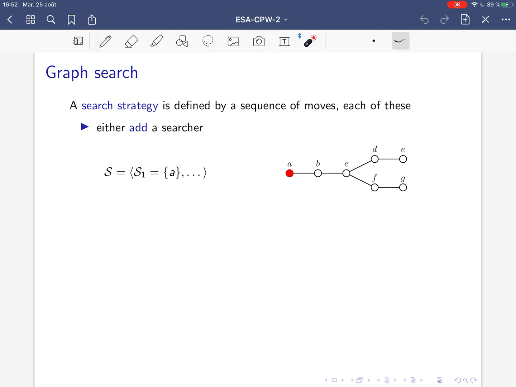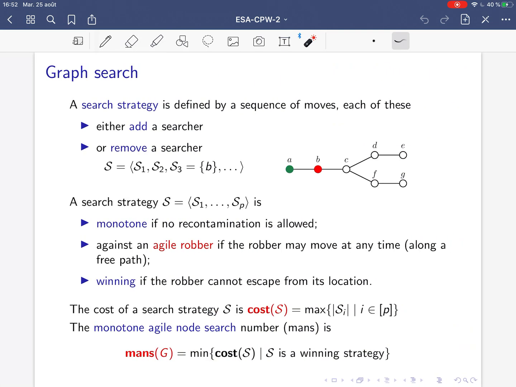One move can be either you add a searcher, here you put a searcher on vertex A, here you put a second searcher on vertex B, or you can remove a searcher, here you remove the searcher from vertex A. At this time there is only one searcher present on the graph. We say that the search strategy is against an agile robber if the robber may move at any time along a path free of searchers.